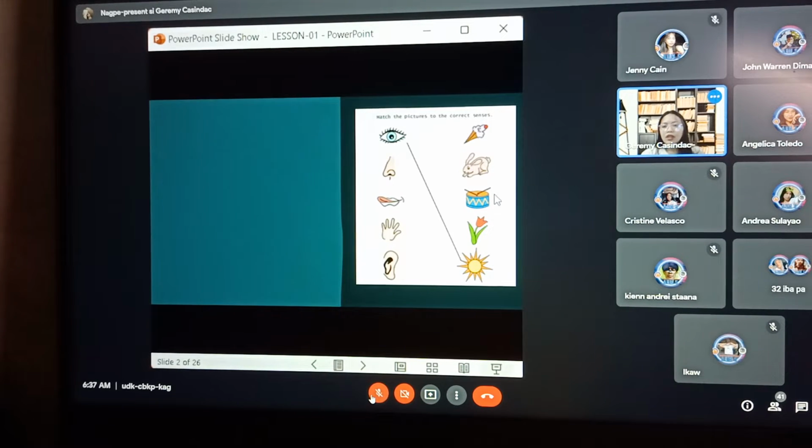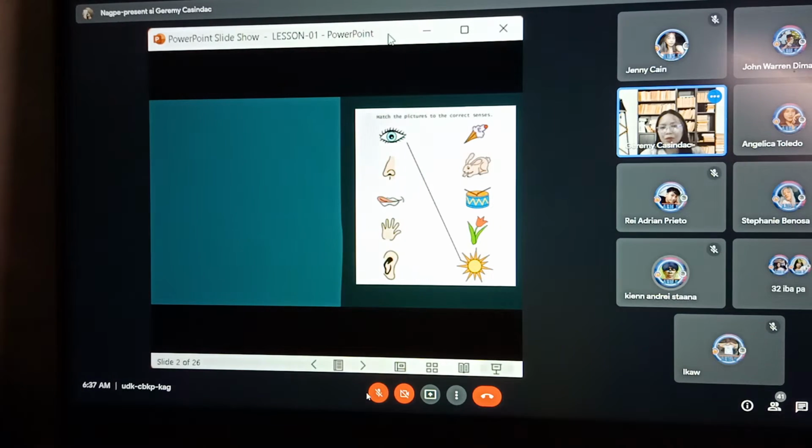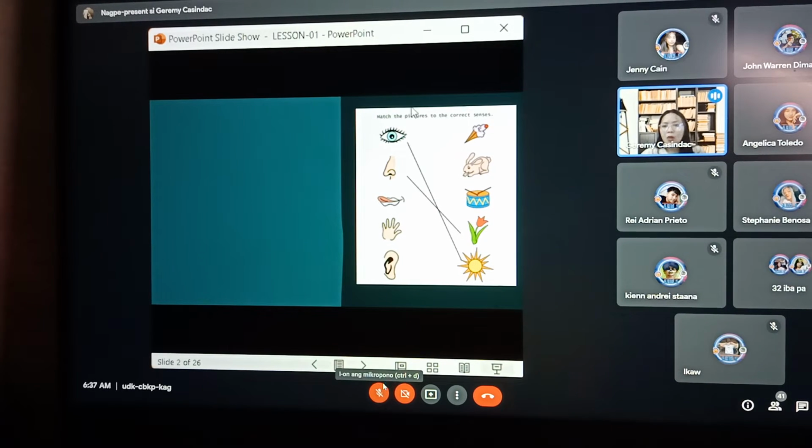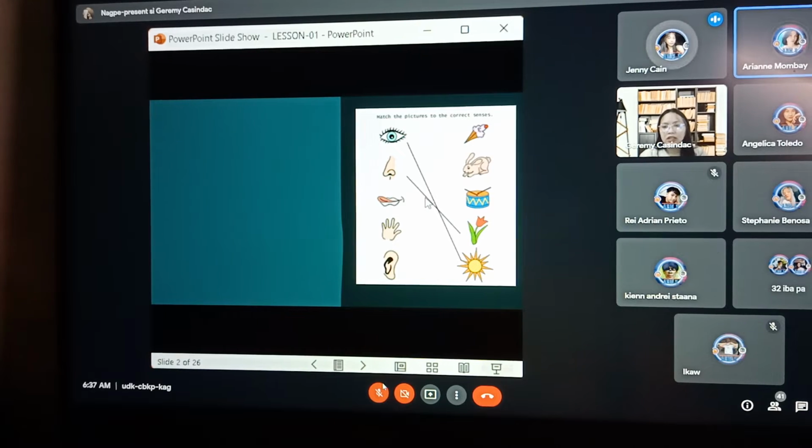Okay. Next, how about the nose? Sa flower po. Okay, that's correct. That would be for the flowers. Next, how about the tongue? Sa ice cream po. Okay, that's correct for the ice cream.